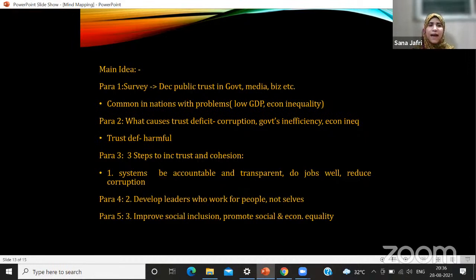पैरा 1 का, पैरा 2, पैरा 1, पैरा 2, पैरा 3, पैरा 4, पैरा 5.